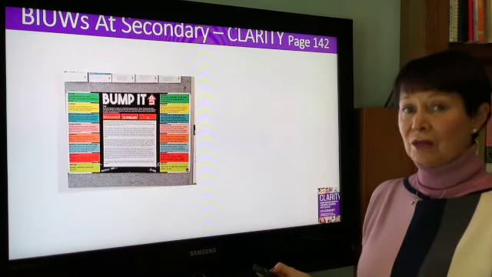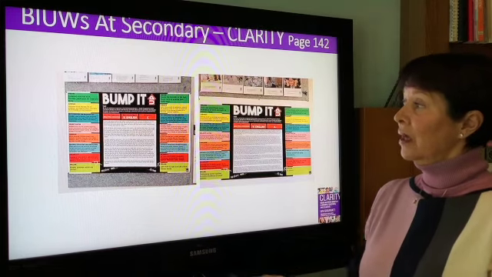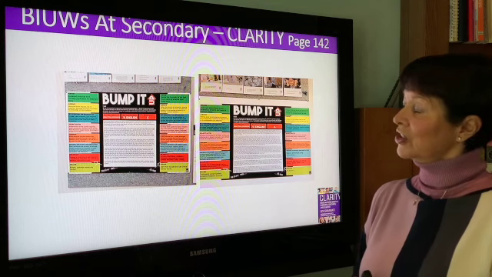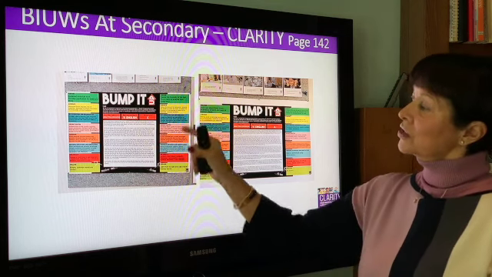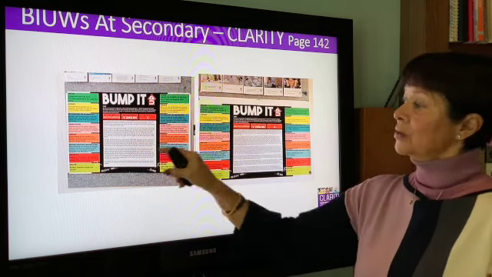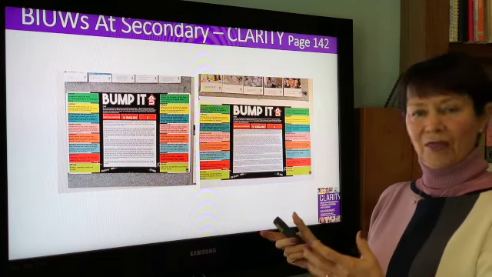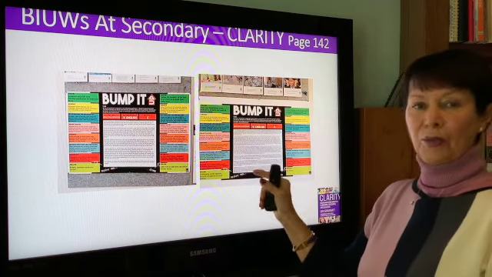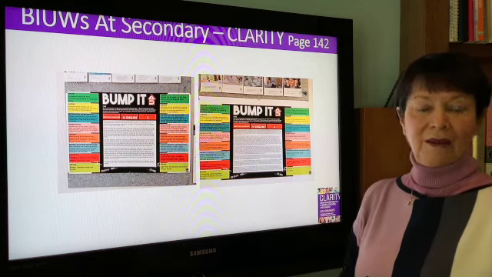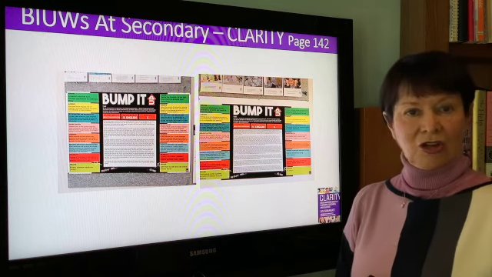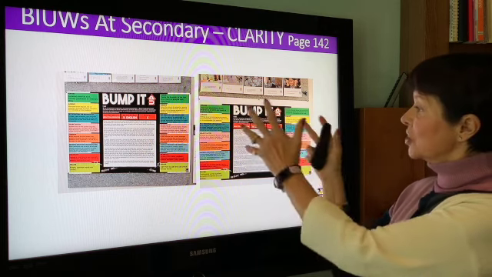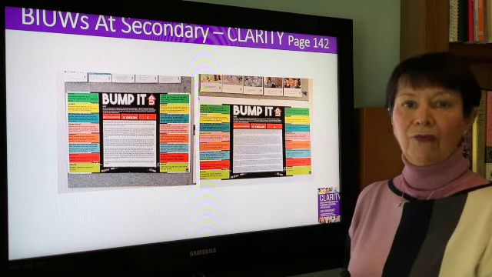So Bump It Up walls are also really important at secondary. In this particular example from Brisbane Catholic Education, the secondary school looked at Year 11 English and what were the attributes of a C piece of writing. And then the 2 students looked at what it would take to bump up this piece of writing to become an A piece of writing. Because I said to them, you know, C is not good enough. Many of our students can achieve an A if it's just a visual reminder of what the A looks like.